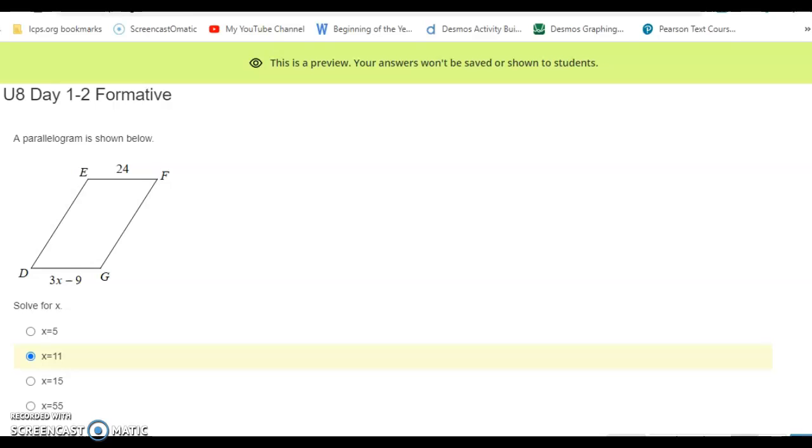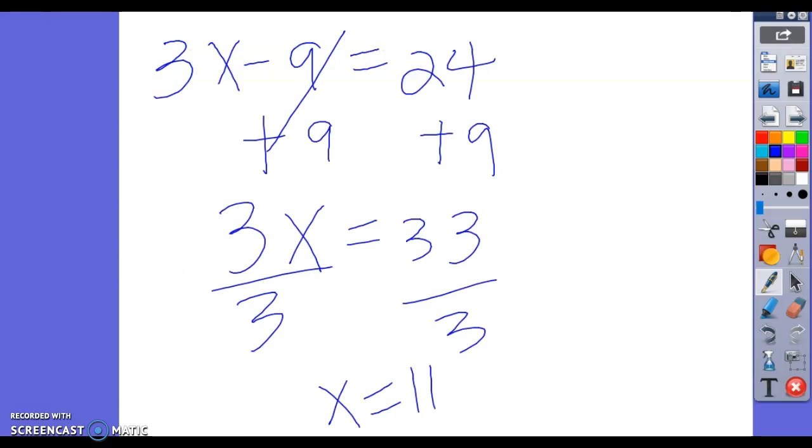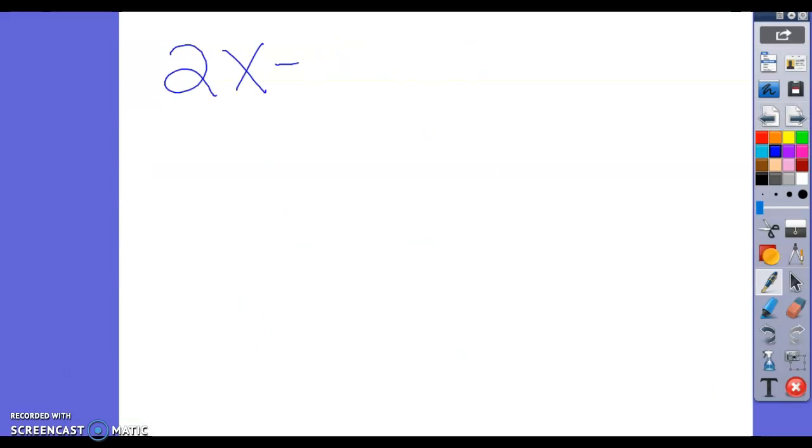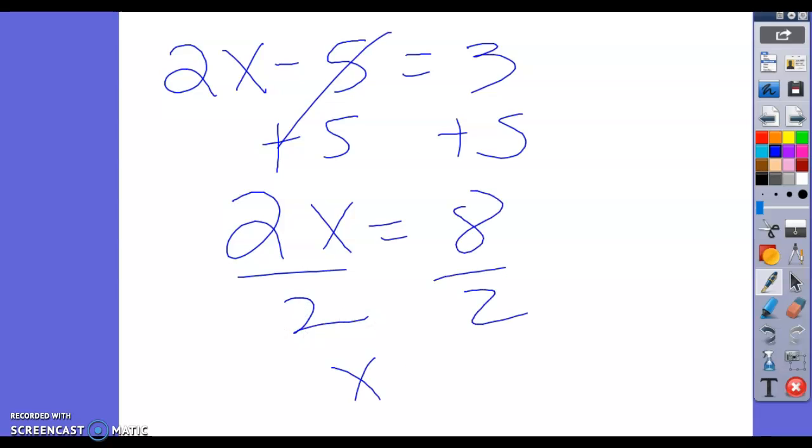And the last problem, diagonals have been bisected. So UA should be the same length as 2x minus 5. So we are just going to set 2x minus 5 equal to 3. So 2x minus 5 equals 3. Add 5 to both sides. We get 2x equals 8. Divide both sides by 2. We get x is 4.